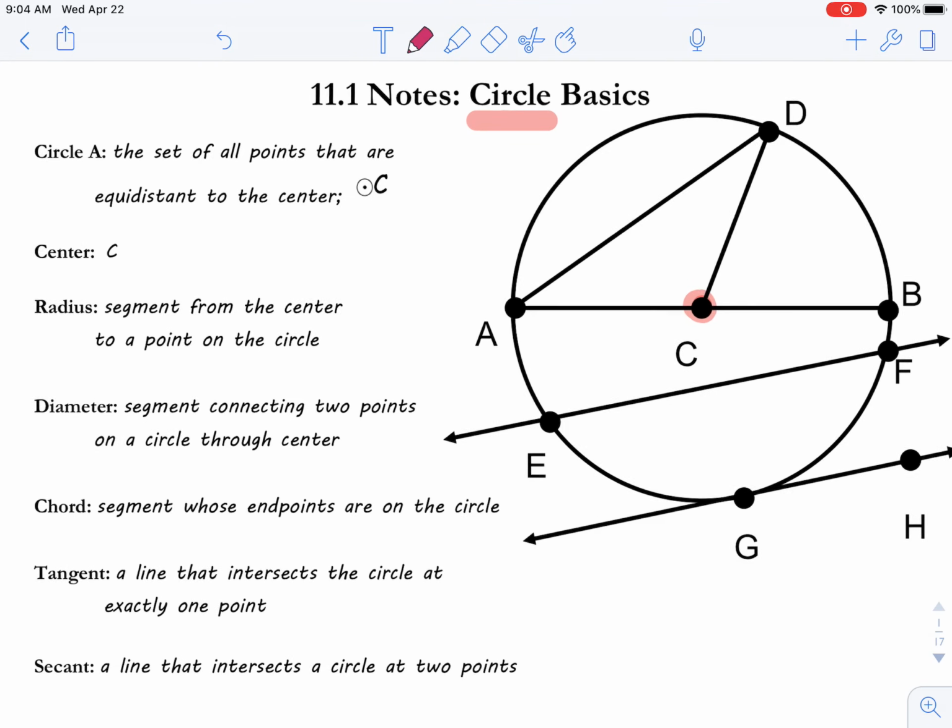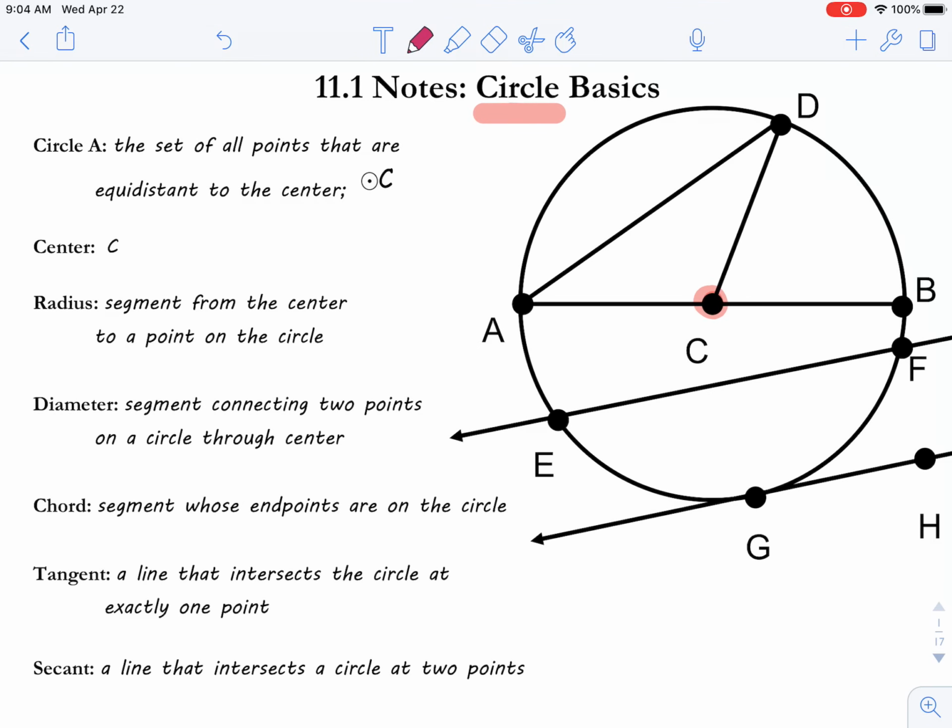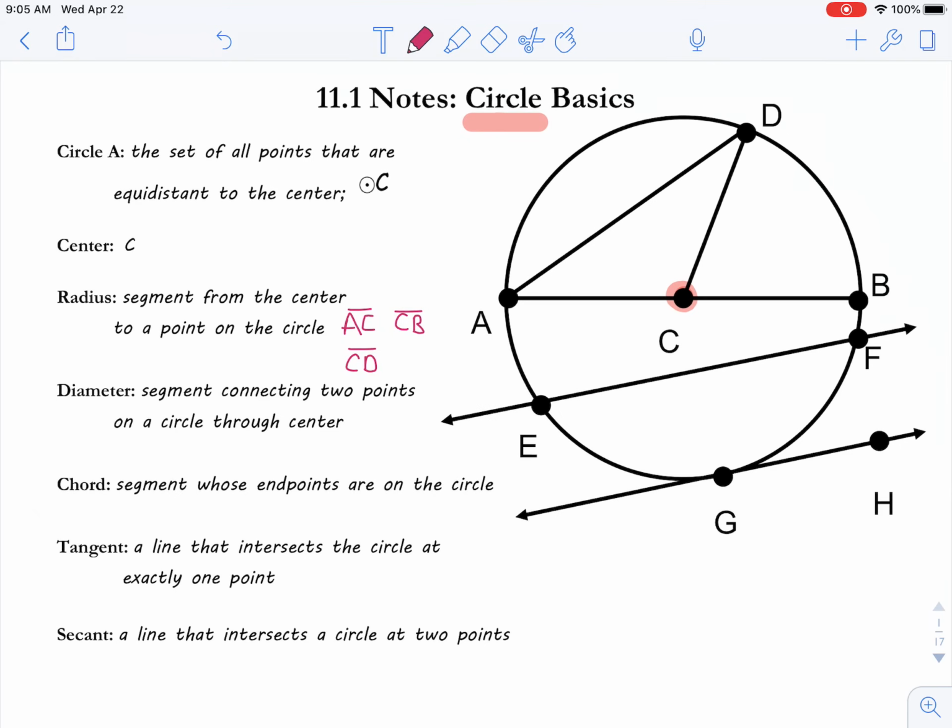So again, we already know about a radius. In this case, we could name our radius a couple different ways here. We have AC is our radius, and it's a line segment. We could have BC or CB, okay, and we could have CD. It doesn't matter which order those letters are in, as long as one endpoint is the center and one endpoint is on the edge of the circle.